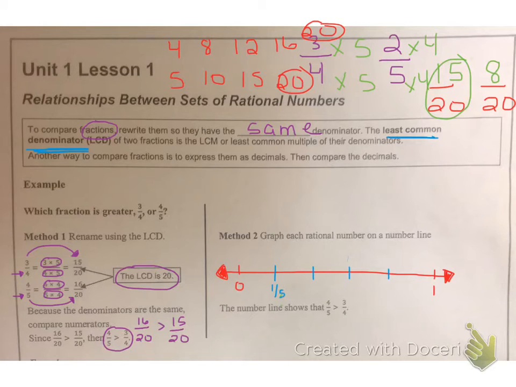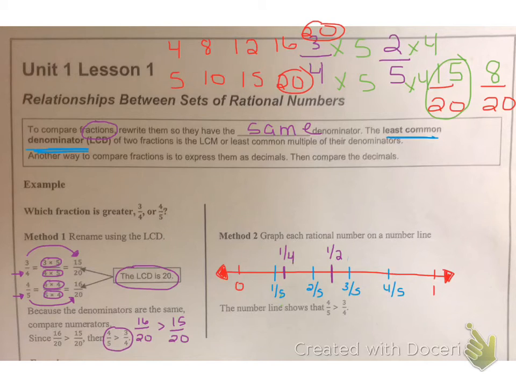So that would be 1/5, 2/5, 3/5, 4/5. Now to show fourths, okay, so halfway would be about right there. So that's a half, or 2/4. So then 1/4 would be about right there, maybe.